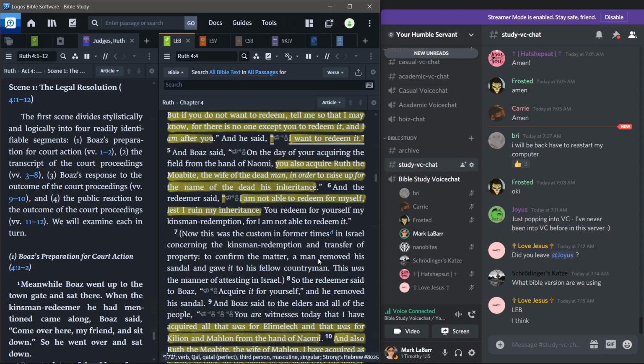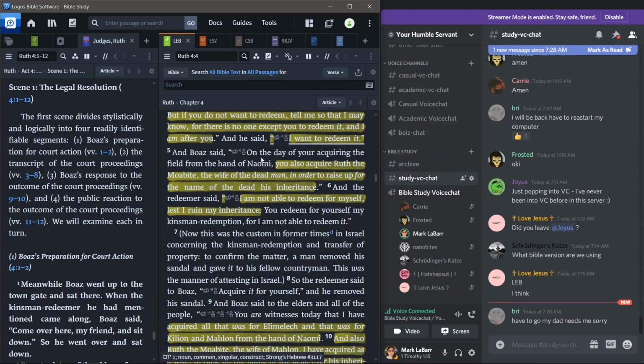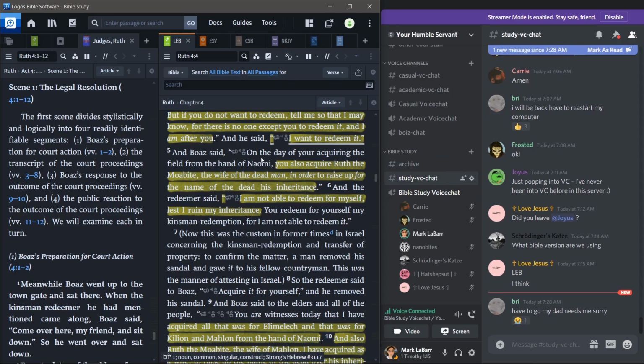He uses the full name, Ruth the Moabite. Now, Daniel Block speculates that this might be intended to discourage the other redeemer from redeeming the land, because Ruth is a Moabite, and we know that Israelites did not look favorably upon marrying foreigners. And the redeemer might not know that Ruth has pretty much become a proselyte of Israel, a proselyte of Judaism, and taken Yahweh as her God.